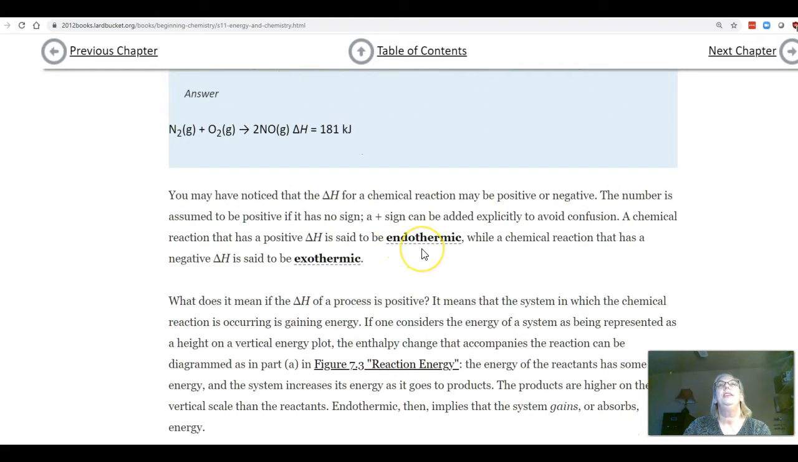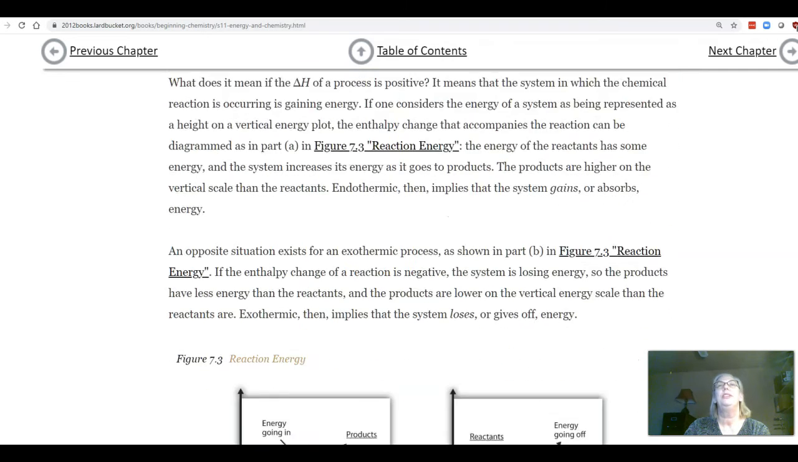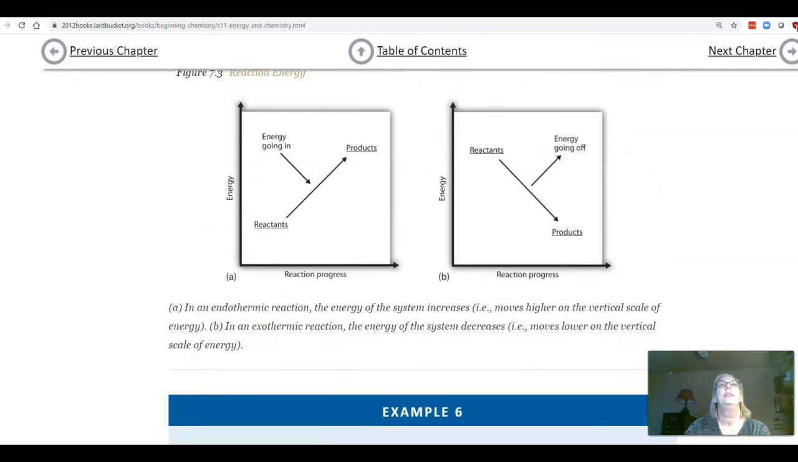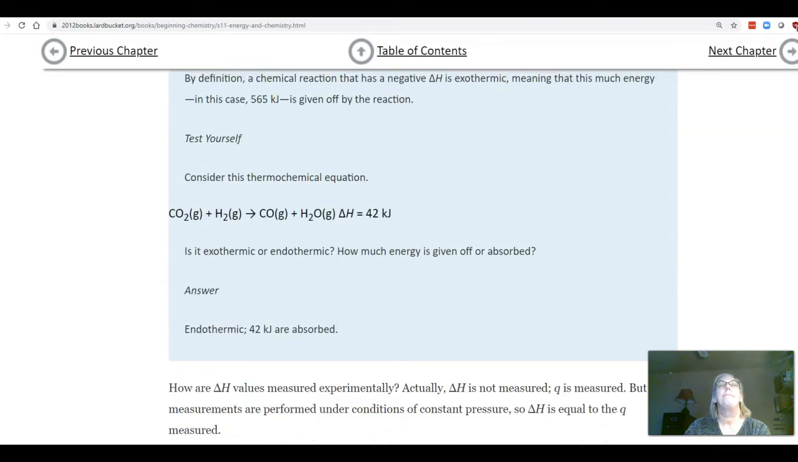So make sure you understand the sign. Positive is going to be endothermic. Negative values for delta H are exothermic. Exothermic means heat's released in that reaction. Endothermic means energy is taken in during the reaction. So make sure you understand those and have that in your mind.